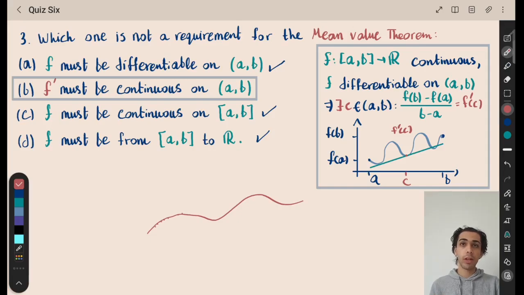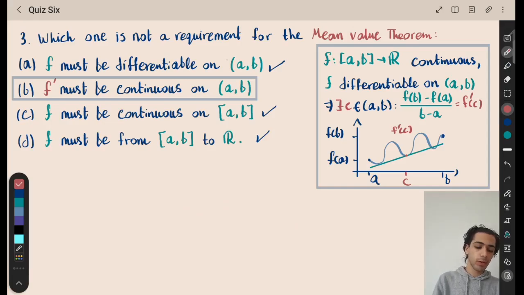In our case, we don't really need this. We can use the weaker claim that we need f to be differentiable on the open interval. So if f is differentiable in AB, it doesn't mean that f prime, which is the derivative of f, will be continuous on AB. That's what I wanted to say. And in this case, this is now a precise statement to state.